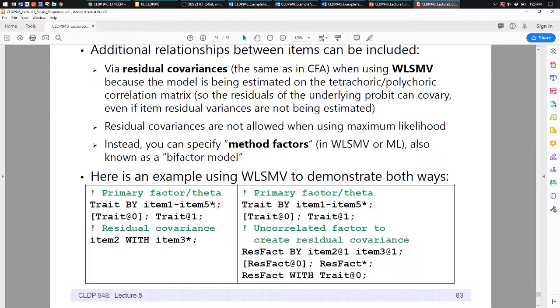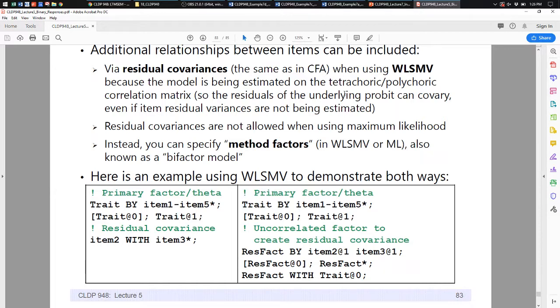All right. Other questions? The model on the right is a special case of what's going to be called a bifactor model, which we may get into today, but most likely not until the week after Thanksgiving. So others?